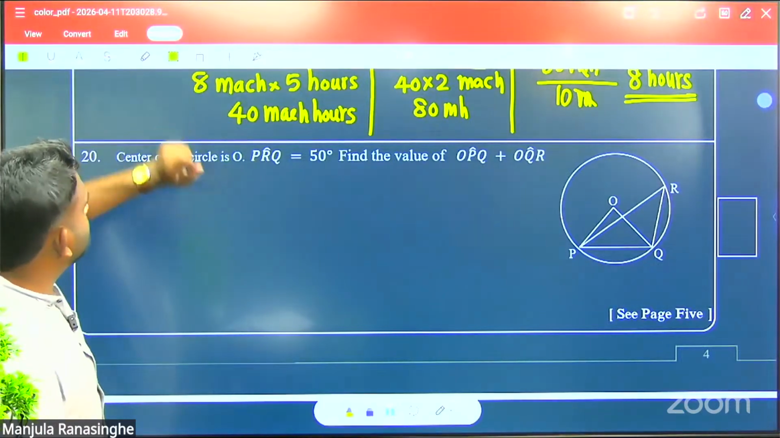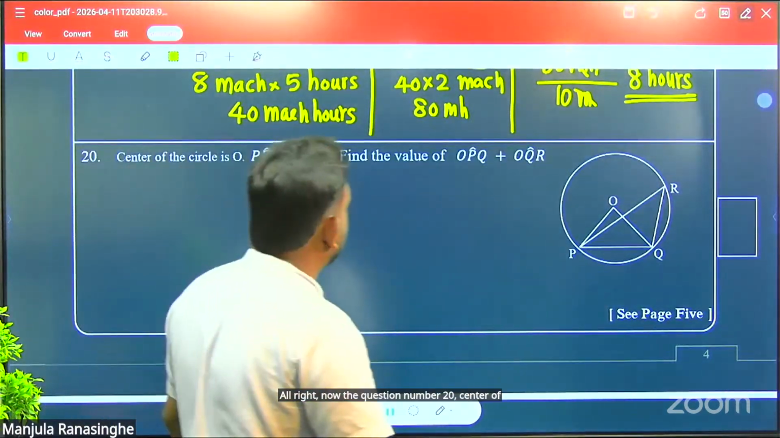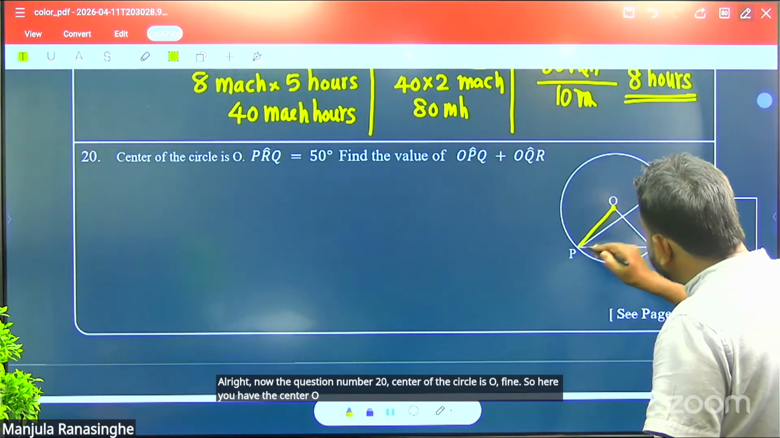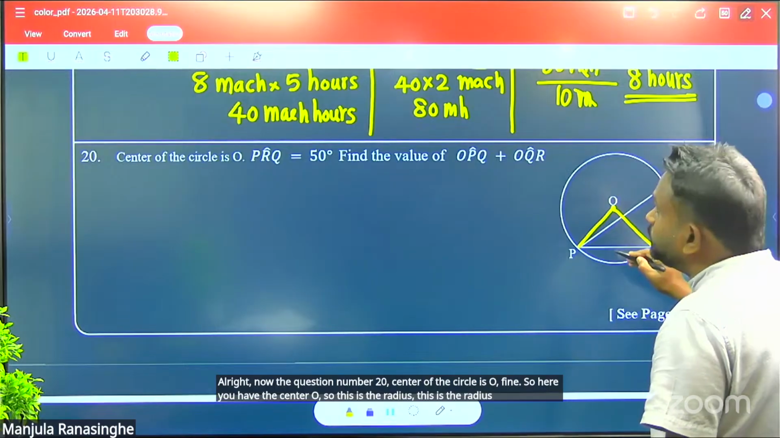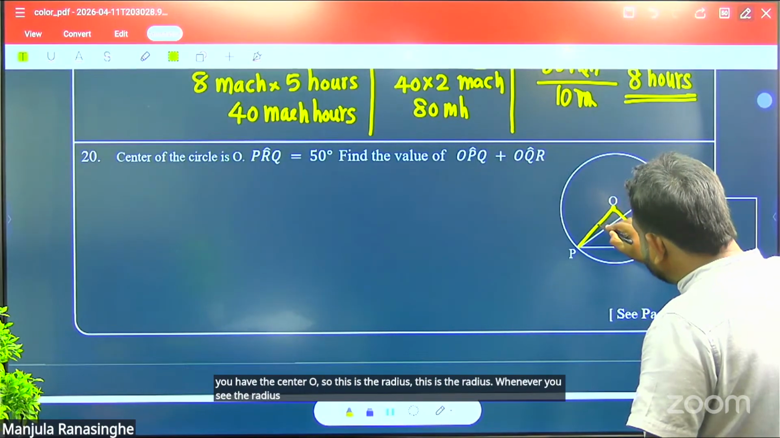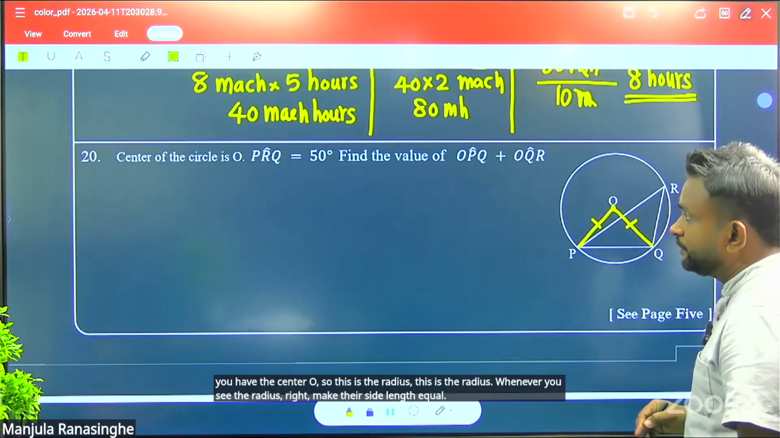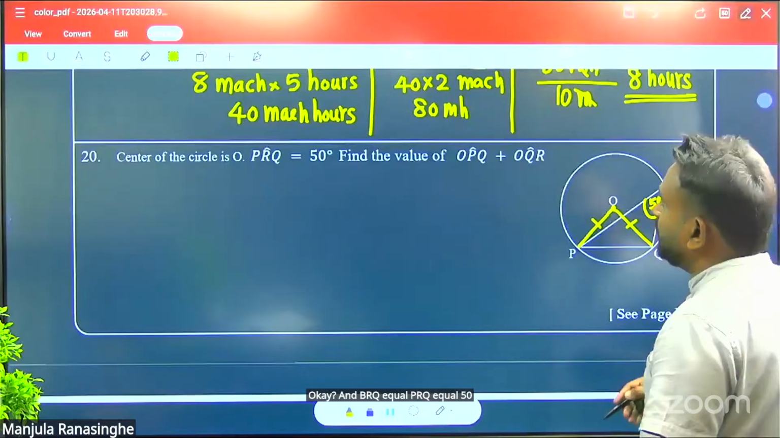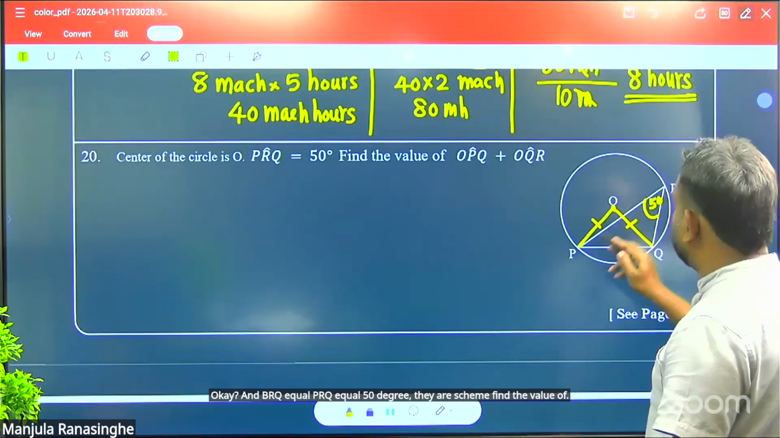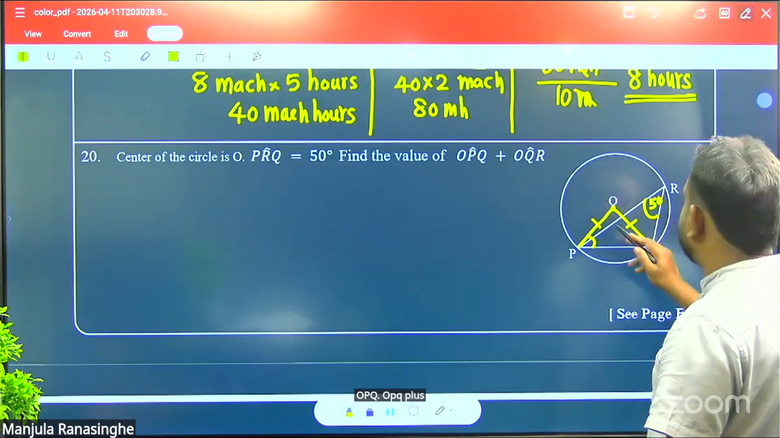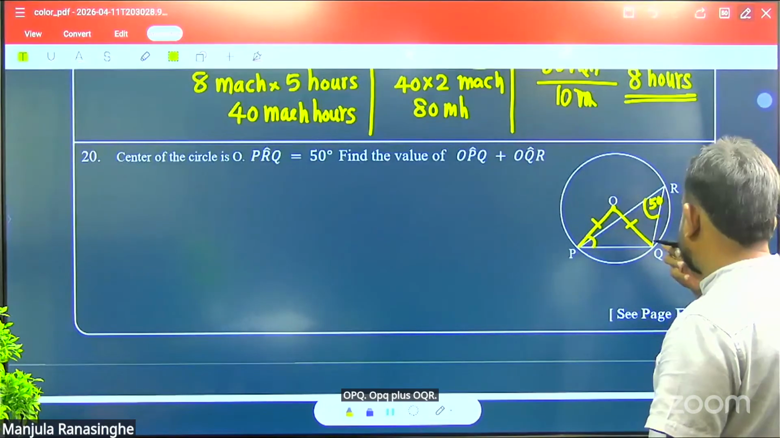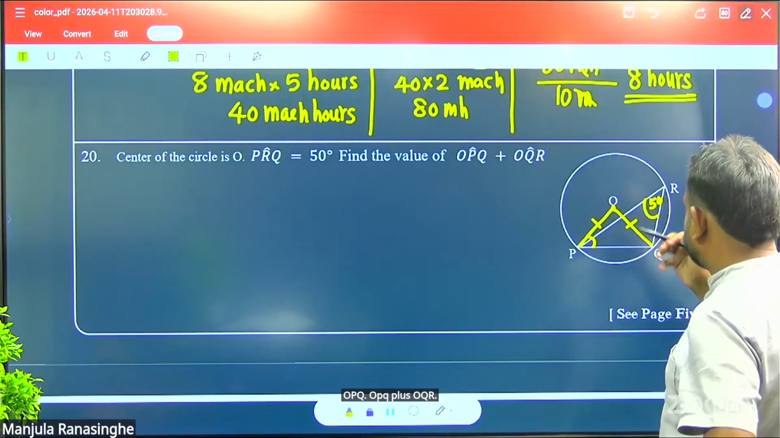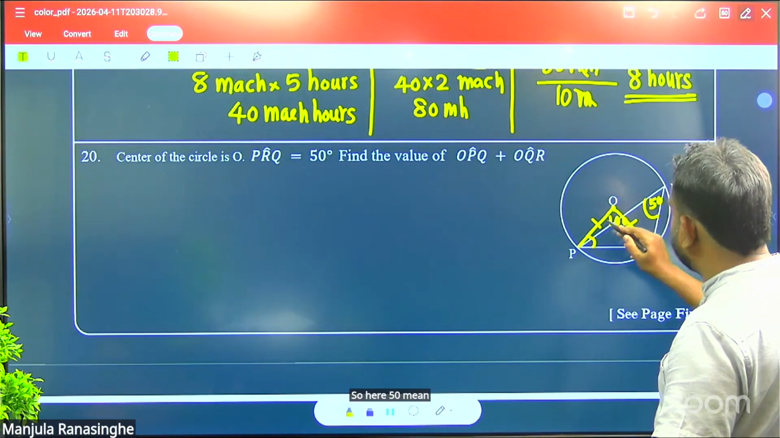All right, now question number 20. Center of the circle is O. Fine. So here you have the center O. So this is the radius, this is the radius. Whenever you see the radius, make their side lengths equal. And PRQ equals 50 degrees. They are asking to find the value of OPQ plus OQR. So here 50 means here 100 is coming.